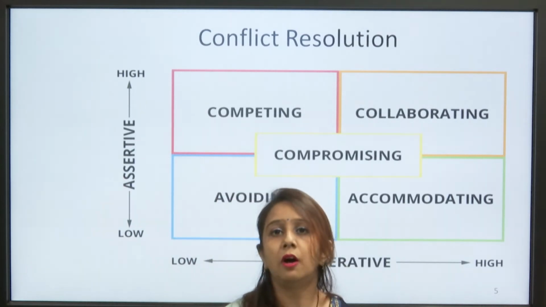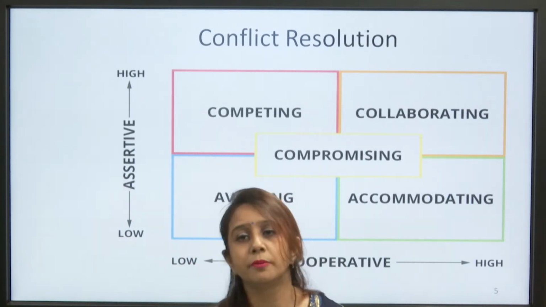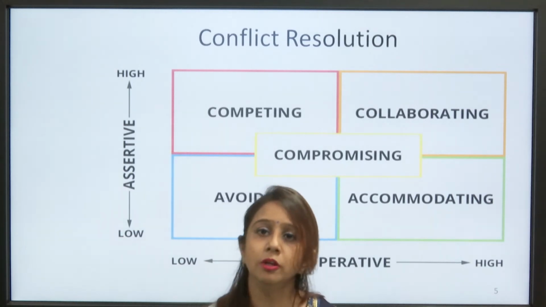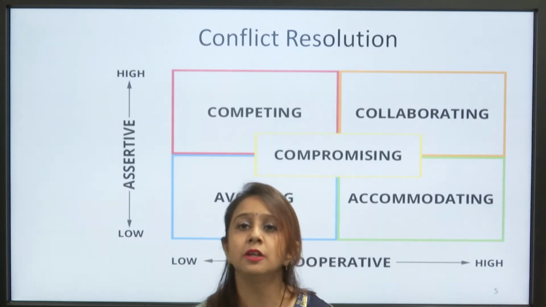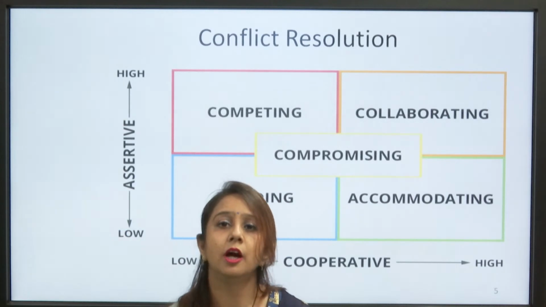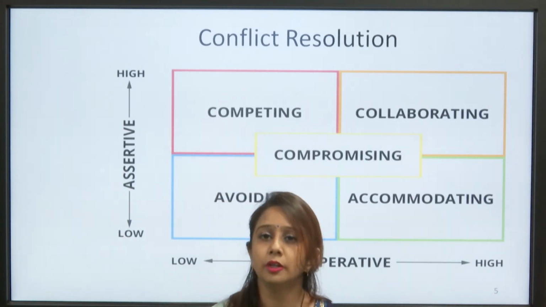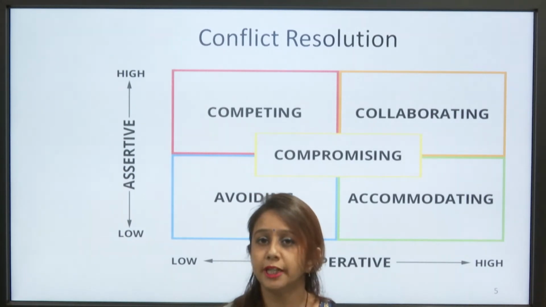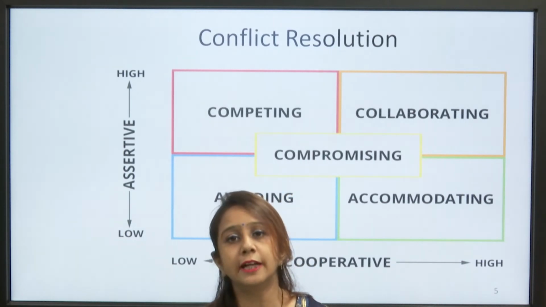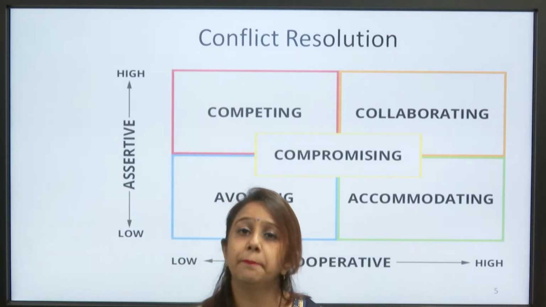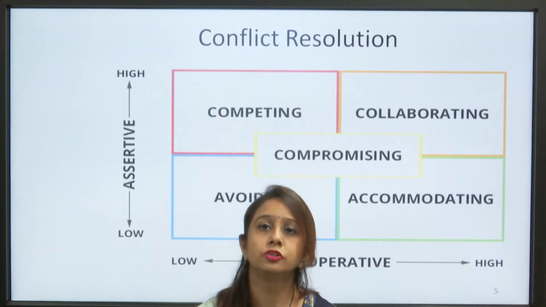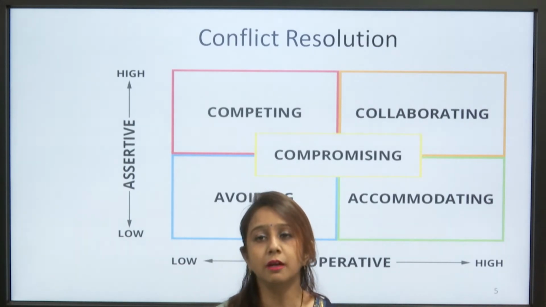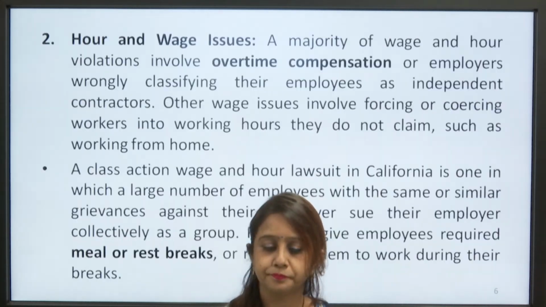Then avoiding. If competing, collaborating, compromising and accommodating cannot work out, then at the last stage the organization can go for avoidance. If the two parties are not coming to a common solution, they can be kept apart, they can be working in two different projects, and they can be sent to two different departments or different locations, so that the conflict can be resolved at a faster pace.